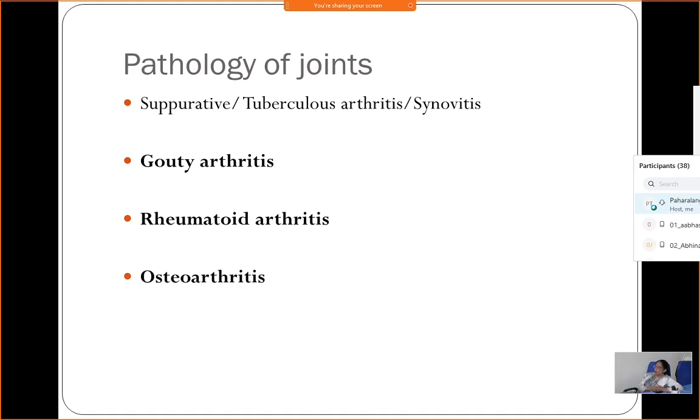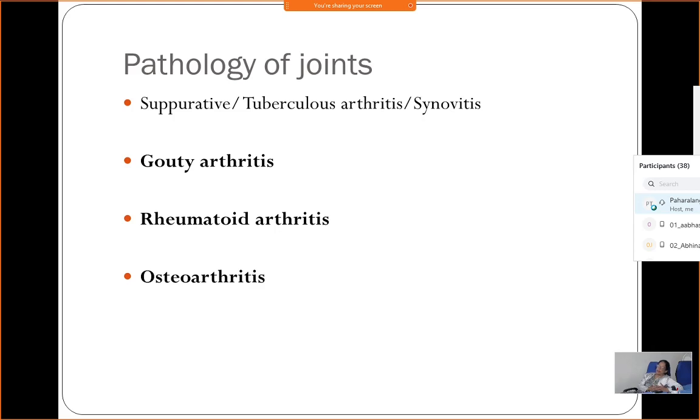You have to know a little bit about the pathology of the joints. Just as I said, infection can affect the bone. Most of the time, pyogenic as well as tuberculous osteomyelitis can easily spread to the joints, and in that case, the patient will develop suppurative arthritis. That means pus gets accumulated within the joint space.